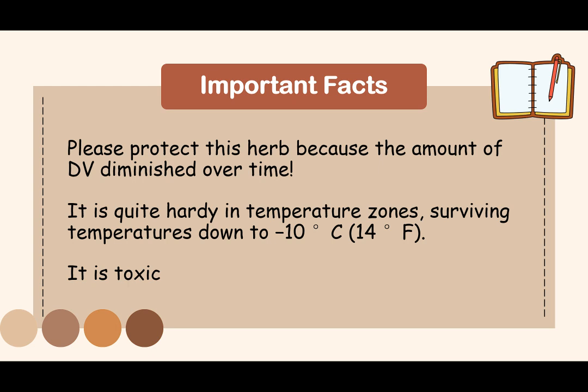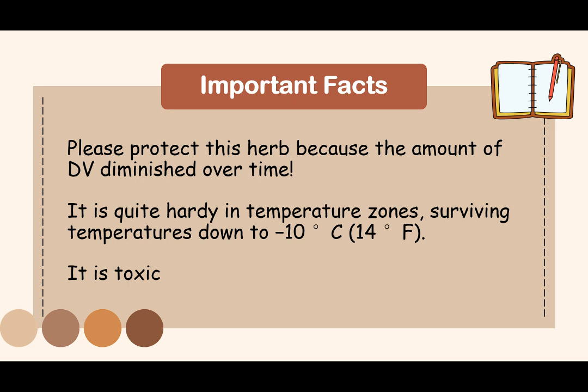And some important facts about DV. First, please protect this herb because the amount of DV diminishes over time. While it is quite hardy in temperate zones, surviving temperatures down to -10 Celsius, it is considered vulnerable. So please protect it. Actually, it is really interesting. It is quite hardy in low temperatures, but it diminishes over time. It is considered vulnerable. I think it should be considered strong, but I don't know why. But this is the phenomenon of DV.